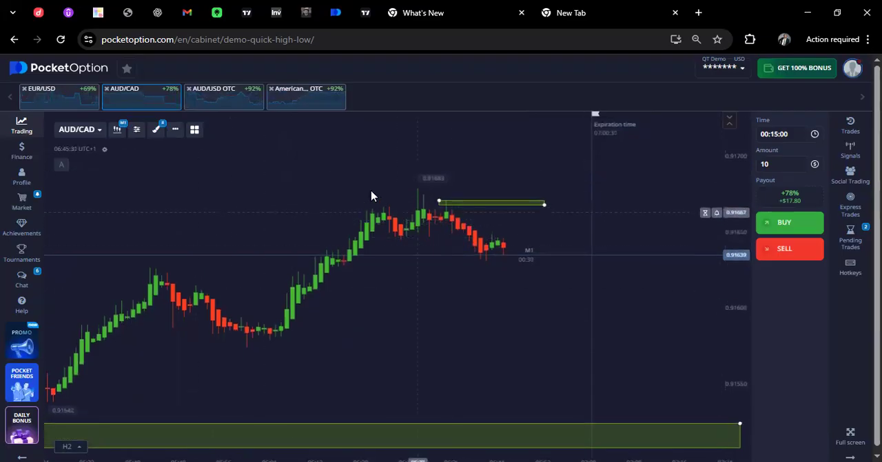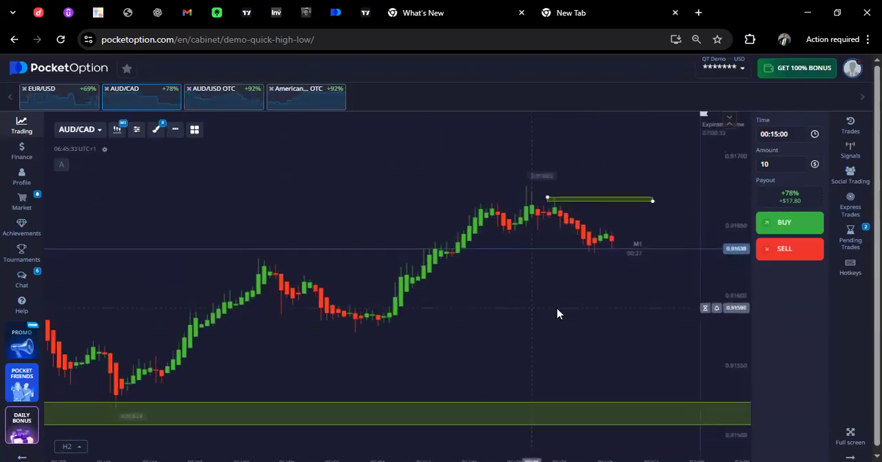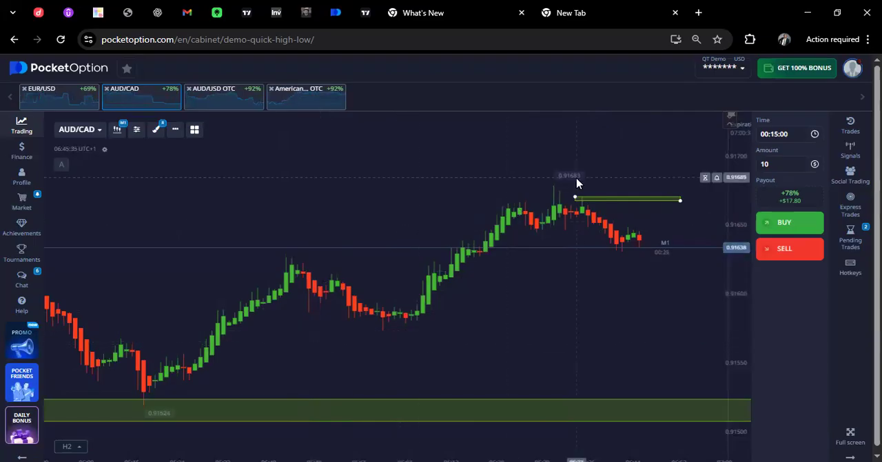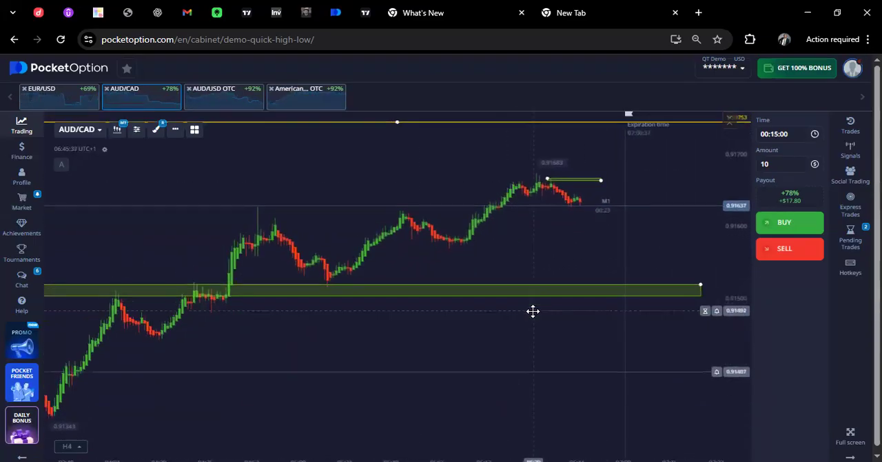What we're having here is the next phase of pullback, just like we have here. This pullback is the market making its move. Remember, our target is just right here. All right. So we chill, we wait.